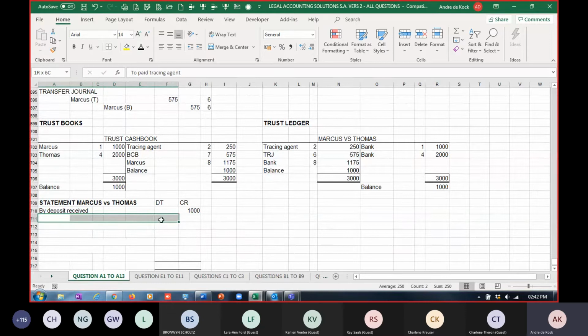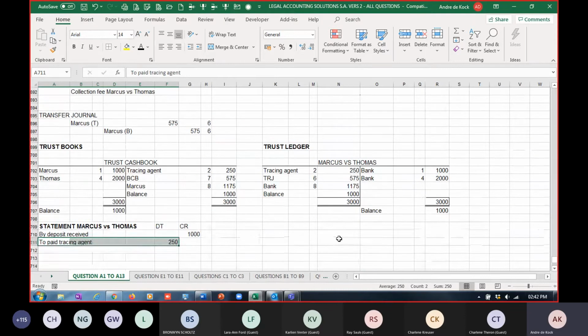This doesn't have to be done chronologically. It can be done in any order. It doesn't matter what order. You can just copy. And in fact, the statement is just copying what is in the ledger accounts, the two ledger accounts, just copying it.